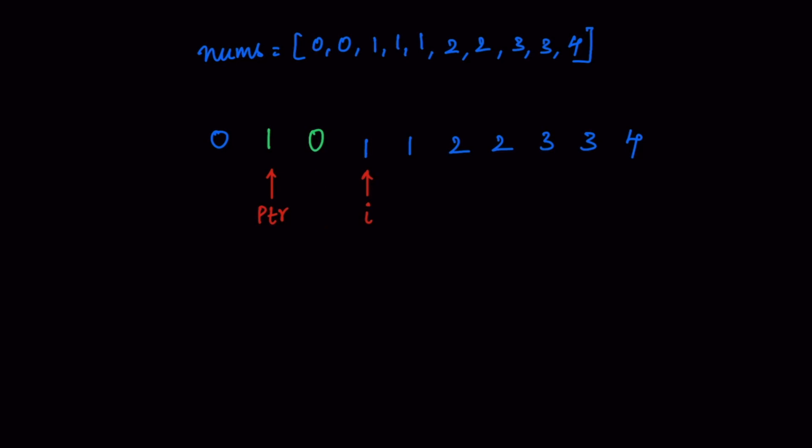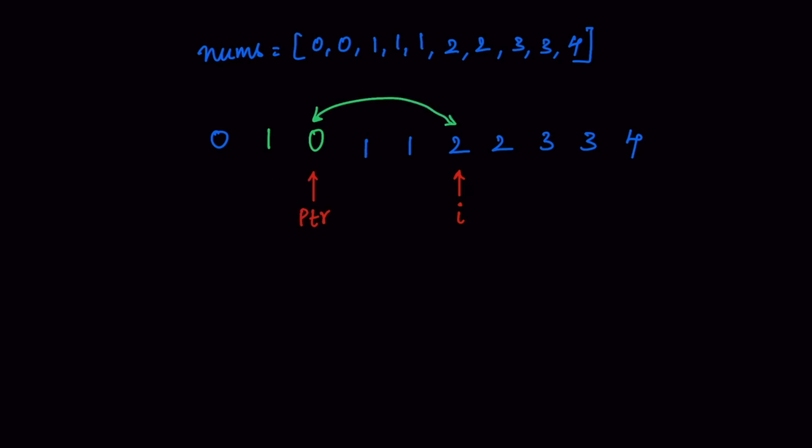Then we again compare nums of ptr and nums of i. In this case, nums of ptr is equal to nums of i, so we are going to increment our i pointer. After incrementing, again nums of ptr is equal to nums of i, so again we increment our i pointer. After incrementing our i pointer, nums of ptr is not equal to nums of i. In this case, the first step again is to increment ptr and then the swapping needs to be performed.